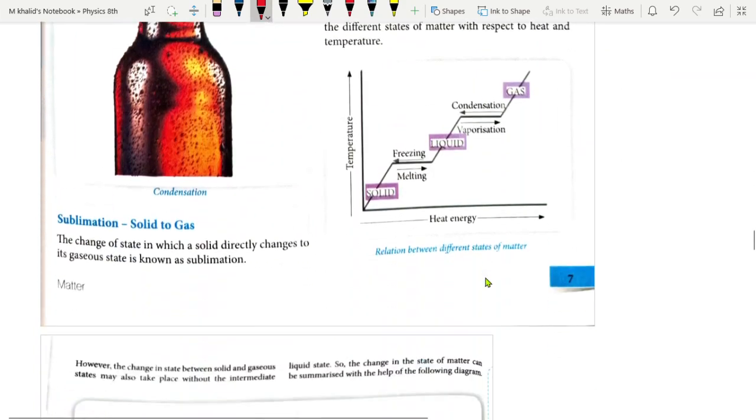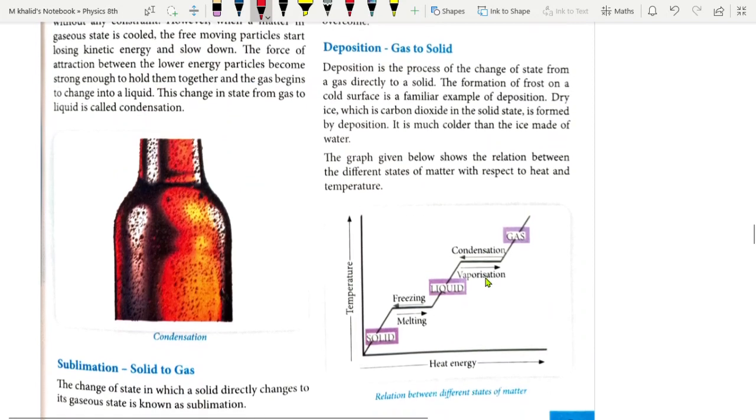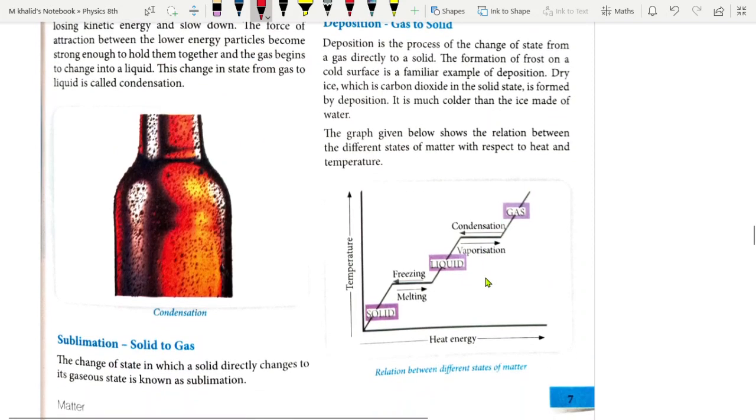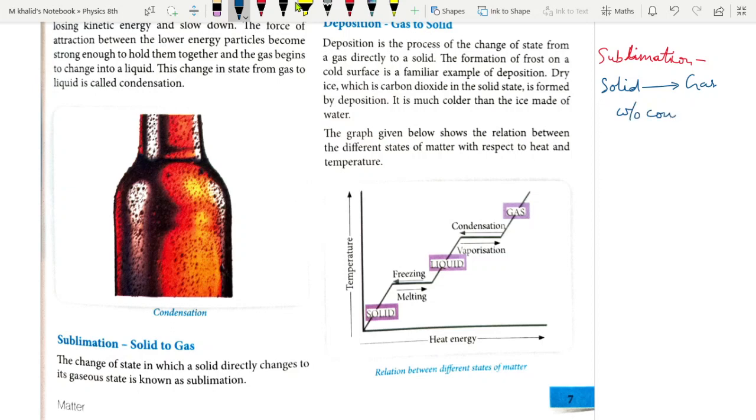That is sublimation and deposition. So what is sublimation and what is deposition? Let us see here. Sublimation. So what is sublimation? Sublimation is the process of converting solid into gaseous phase without converting into liquid.